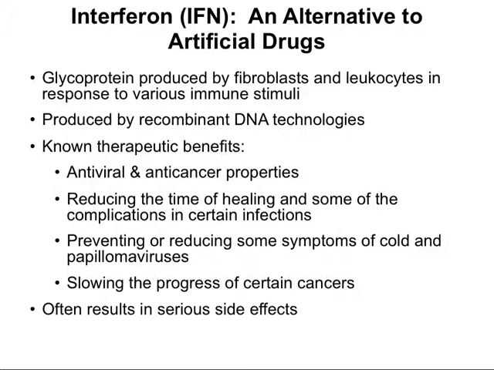It's a glycoprotein. It's naturally produced by the fibroblasts and leukocytes in response to various immune stimuli. It reduces the time of healing of some of the complications of certain infections. It can be used in preventing or reducing some symptoms of cold, as well as the papillomavirus. It also has been shown to slow the progress of certain cancers. However, at this point, we're still finding that it results in some pretty serious side effects. Let's take a quick look at a video to see how it functions. We'll be exploring these mechanisms further when we get into a later chapter this semester.